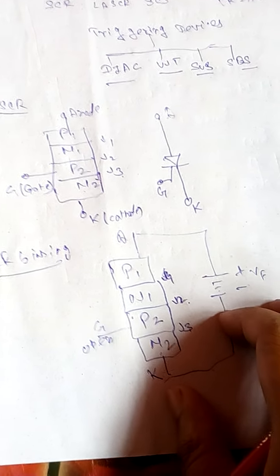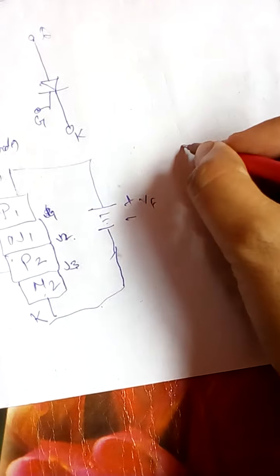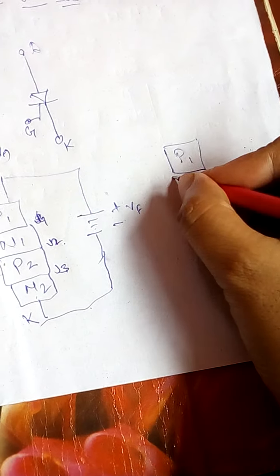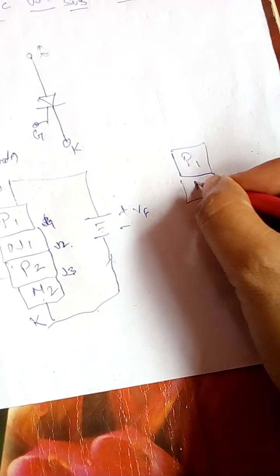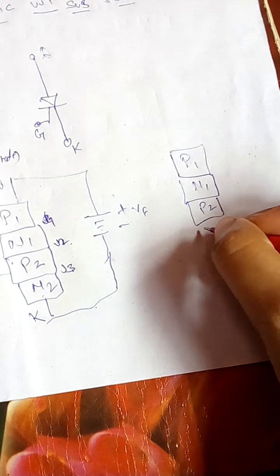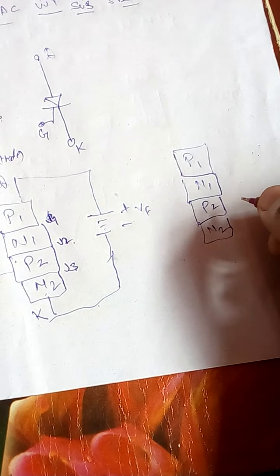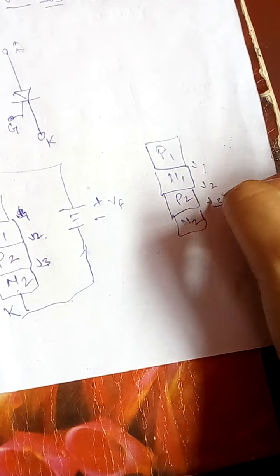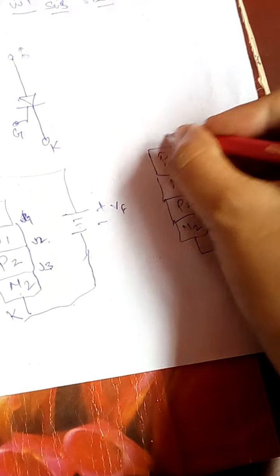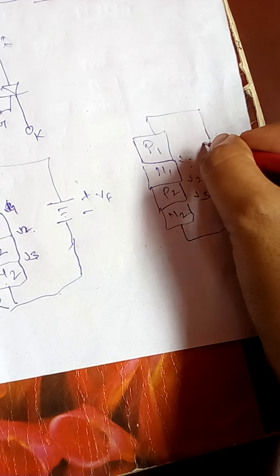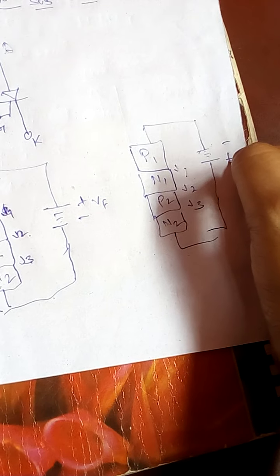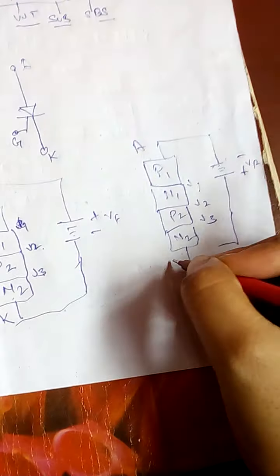On the other hand, if the anode is negative, here again we take P1, N1, P2 and N2, with junctions J1, J2, J3. Just the opposite: here we give the negative terminal, and here we give the positive terminal. Then it is called reverse bias.